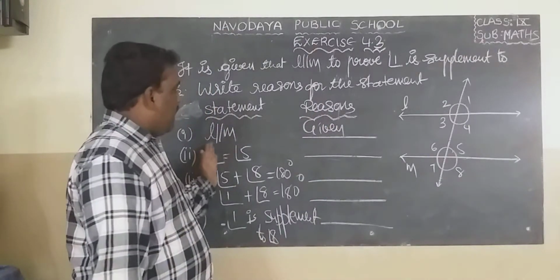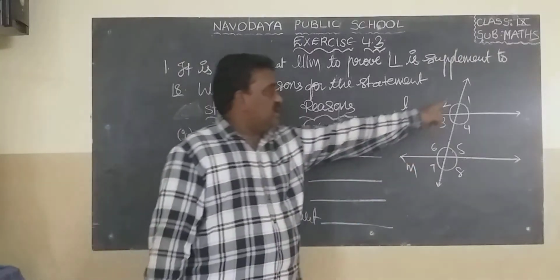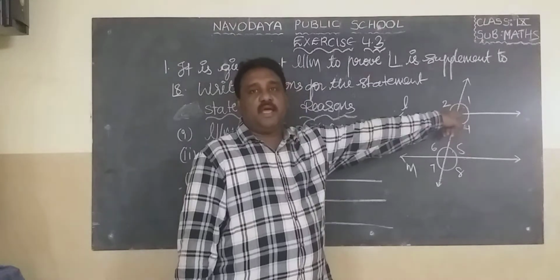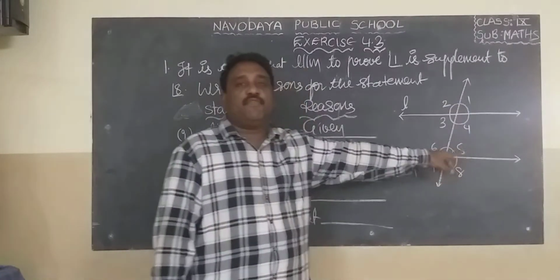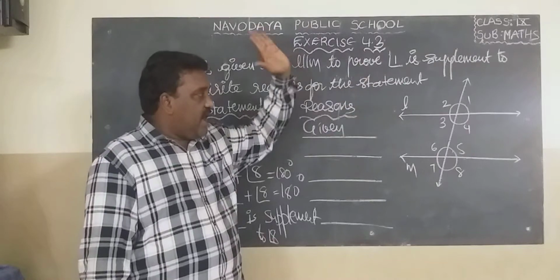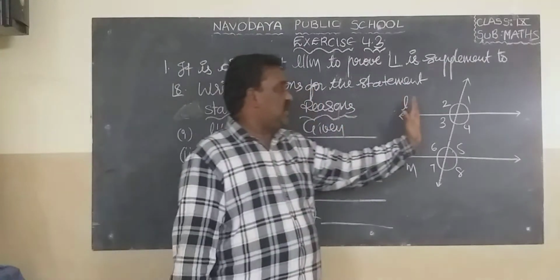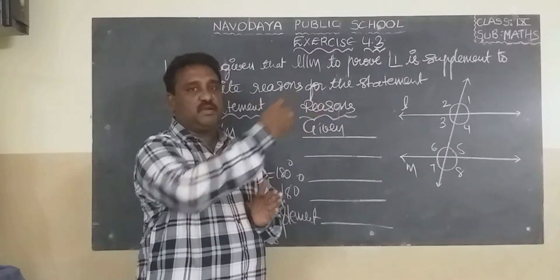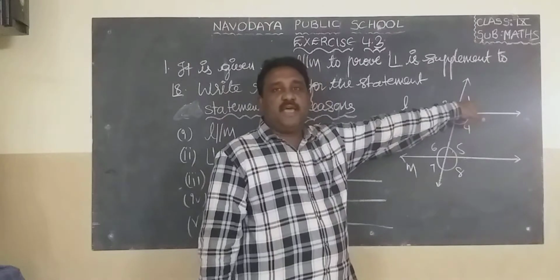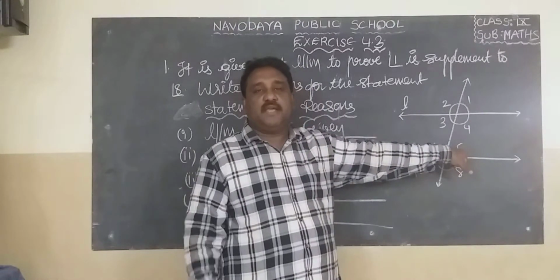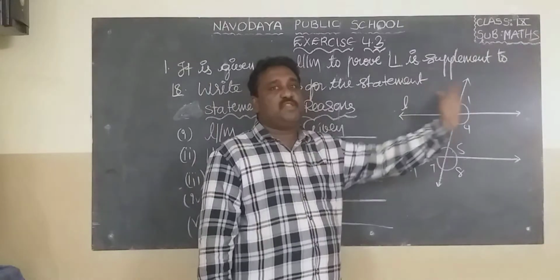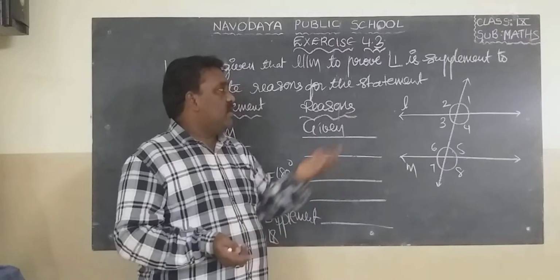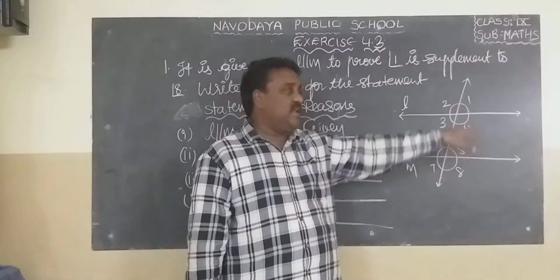See the second one, angle 1 equal to angle 5. What is angle 1 in the diagram? See the angles. Angle 1 is an exterior angle. What is angle 5 in the diagram? Interior angle. And they lie on the same side of the transversal. Both angles lie on the right side of the transversal. Okay? So angle 1 is an exterior angle, angle 5 is an interior angle. They lie on the same side of the transversal. What type of angles are they? Name them. One is an exterior angle, the other is an interior angle.